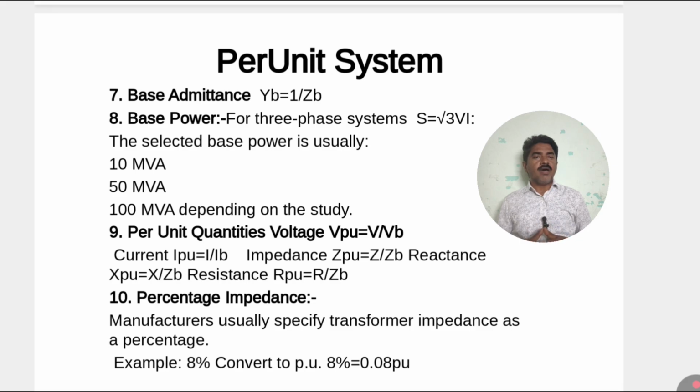Tenth one, the manufacturer's transformer impedance is given as a percentage. So for example, 8% is converted into per unit: 8 by 100, that is equal to 0.08 per unit.